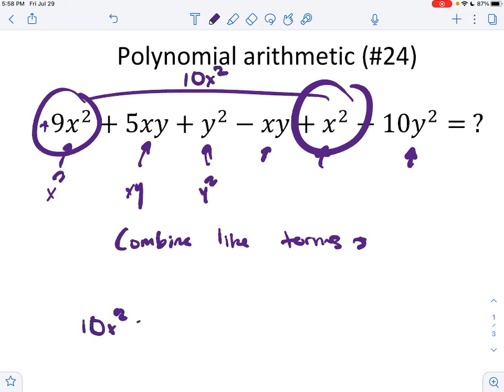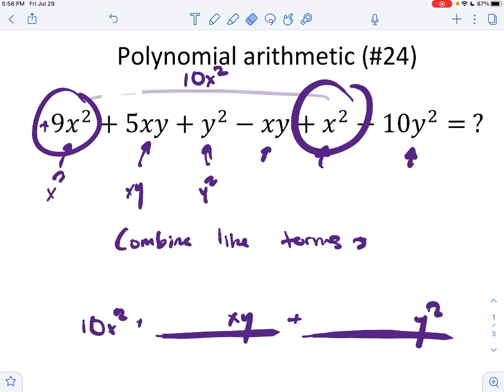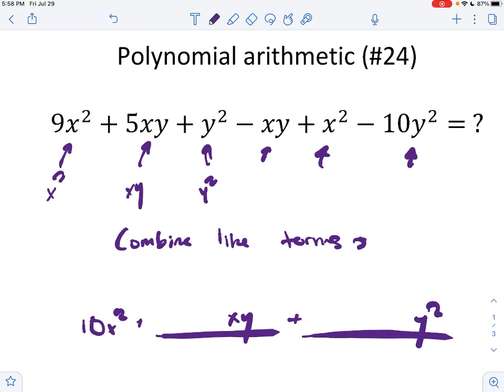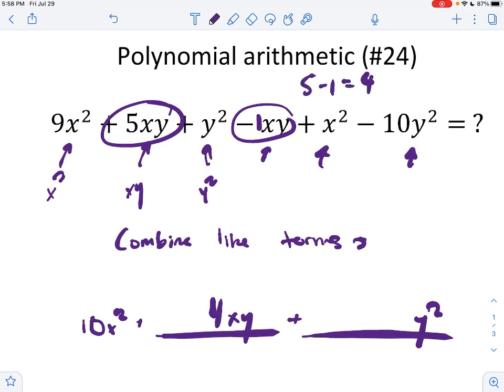10x squared plus something else, because I know we have 3 different types of variables. So let's do the xy, and then we'll do the y squared after. Let's look at the xy's. I have a positive 5xy, and then I have a negative 1xy. And when there's no number in front, you imagine it's just an imaginary 1 in front of it, okay? So 5 minus 1 is equal to 4. That means I get a 4xy here.